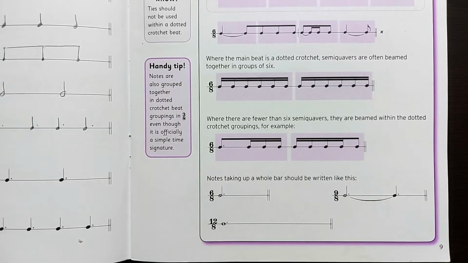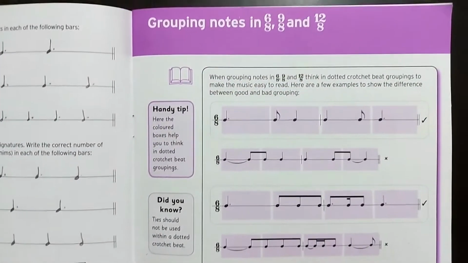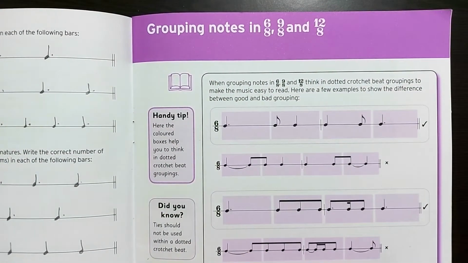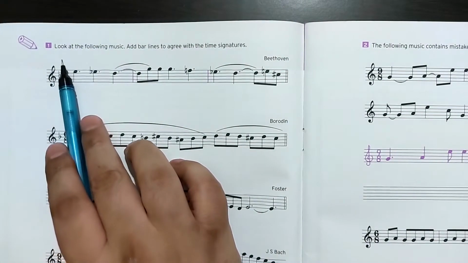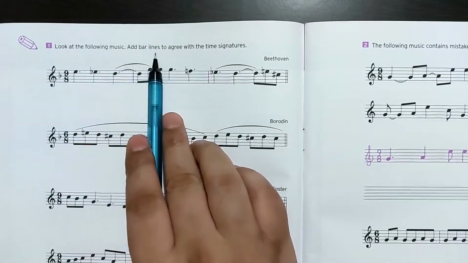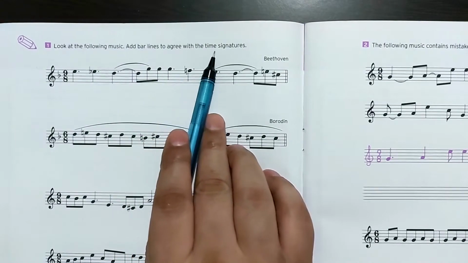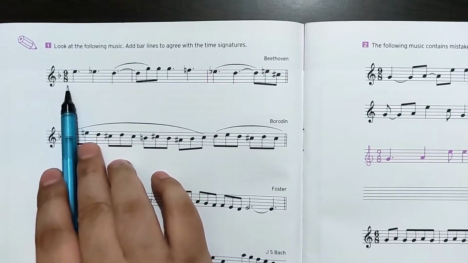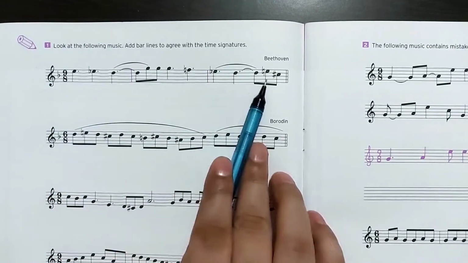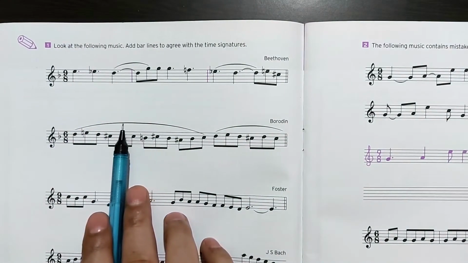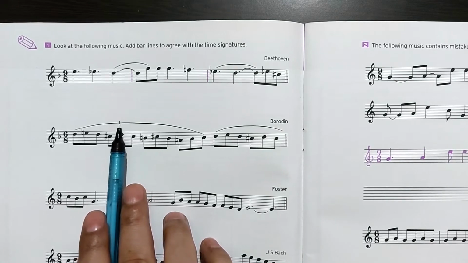Okay, so let's move further into the exercises so we can understand inner groupings in a better way. So let's move to the next page. This is our next page. In this one, they have given: look at the following music and add bar lines to agree with the time signature. So now we have to check the time signature and put the bars according to it. In your mind, please remember the compound time signature.